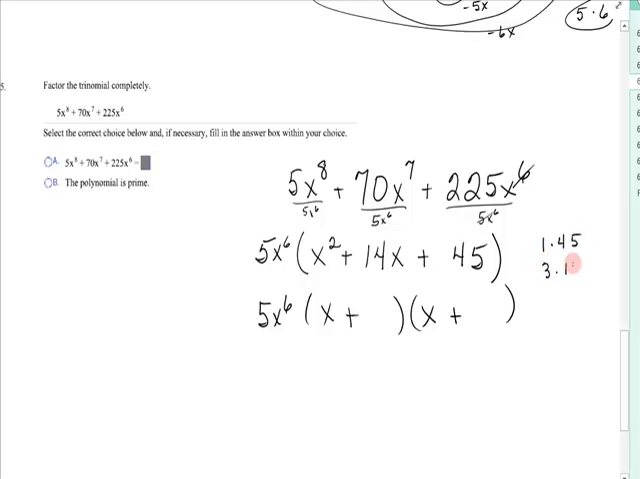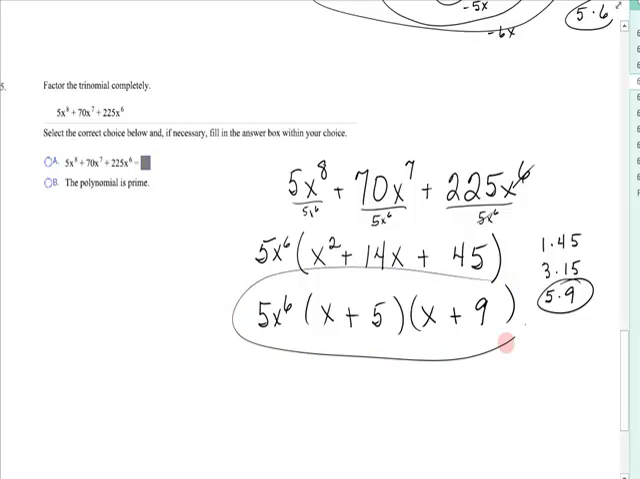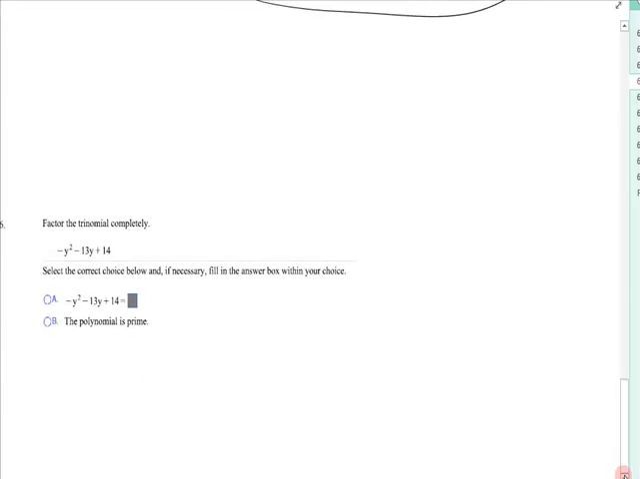3 goes in there 15 times, but those don't add up. 4 doesn't go in. 5 goes in there 9 times, and sure enough, 5 times 9 is 45. 5 plus 9 is 14. 5 and 9. And then check it. Outer product 9x, inner product 5x, those add up to be 14x. Here is your answer. Be sure and include that common factor. All right, we have one more.